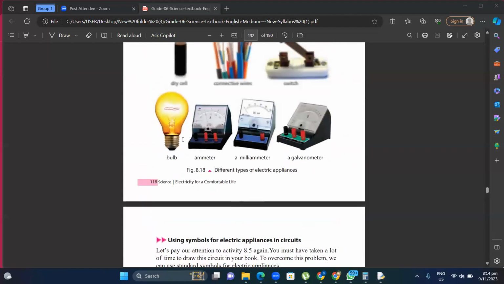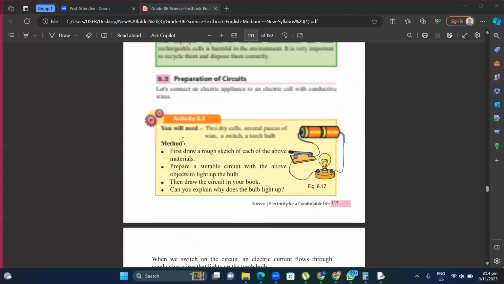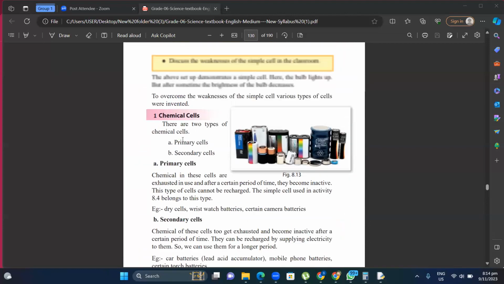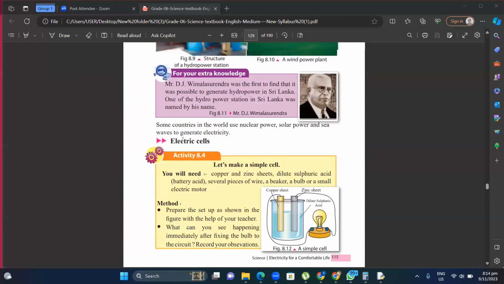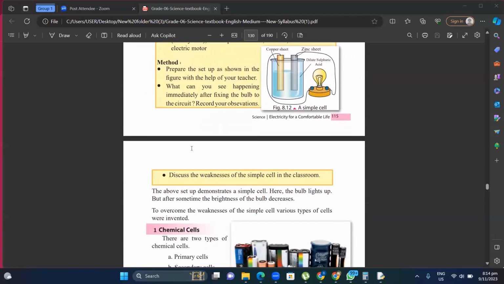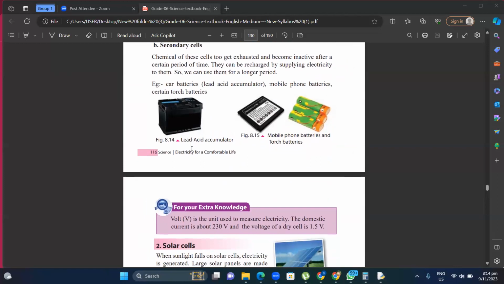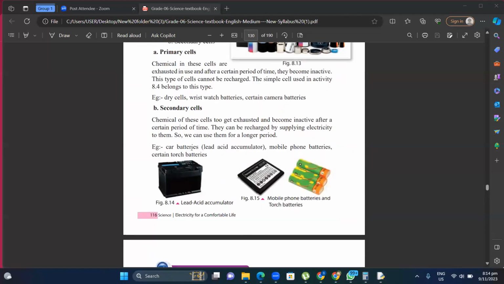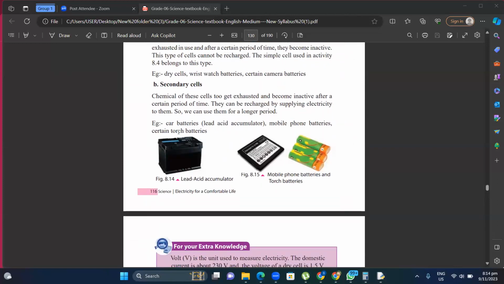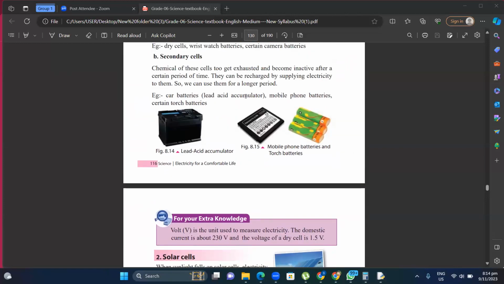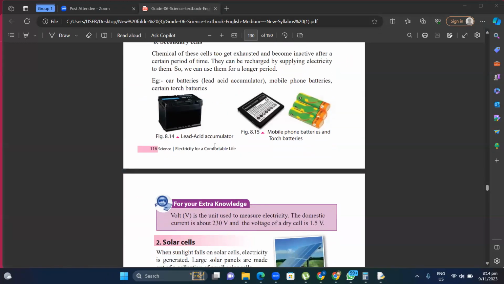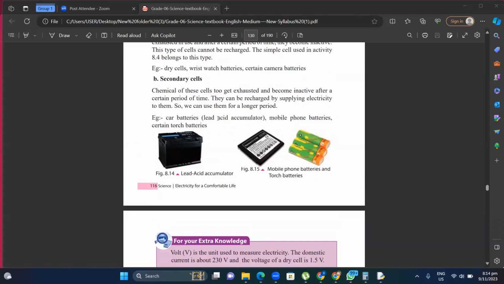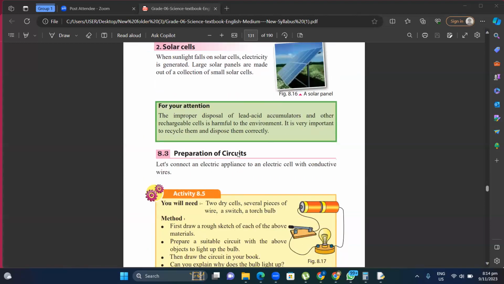Conductors are good at transmitting electrons. And we have learned about the different chemical cells, then the alkaline cell, and also the primary and secondary cells like batteries. The lead acid accumulator, which uses lead and dilute sulfuric acid, is also a chemical cell. And then solar cells basically convert sunlight to electricity.